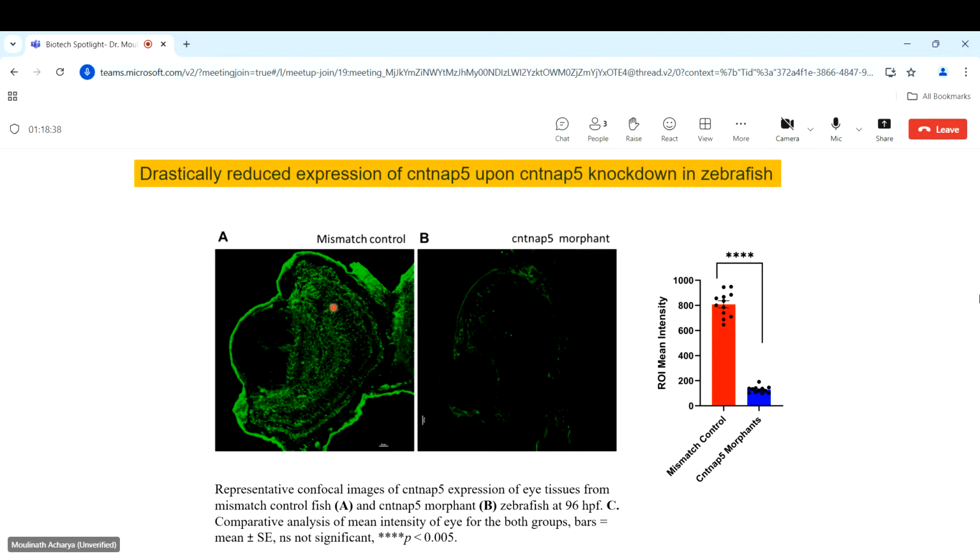What we did next is we designed an antibody for zebrafish CANTNAF5. This is a customized antibody, and with this we immunostained sagittal sections of the embryo. If you look at both the mismatch control and the morphant, the morphant barely shows any expression of CANTNAF5, which is also statistically significant here.